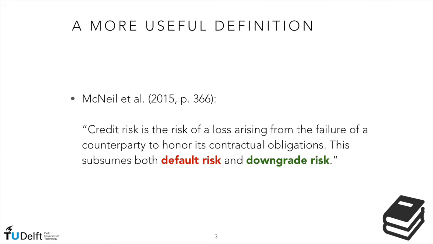Having this very general definition in mind, let's try to be a little more specific. In the very nice book of McNeil and Friends, we can read, "Credit risk is the risk of a loss arising from the failure of a counterparty to honor its contractual obligations. This subsumes both default risk and downgrade risk." Very nice. We are better specifying what credit risk is for us. Let's see in further detail.